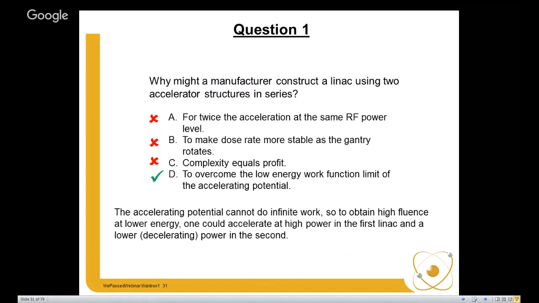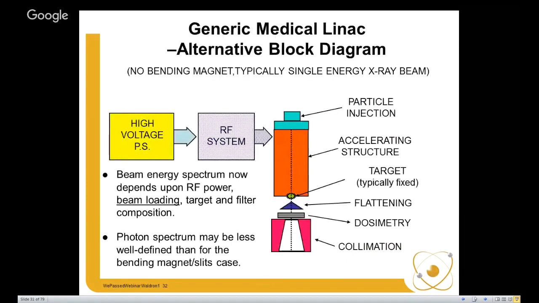So moving along, one other type of LINAC used in medicine is the single photon LINAC, and of course these don't have a bending magnet. In a setup like this, we're going to have high voltage, RF, particle injection, an accelerating structure, target, and so on and so forth.